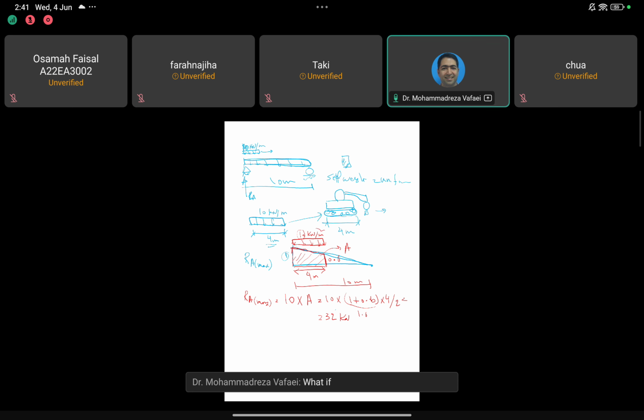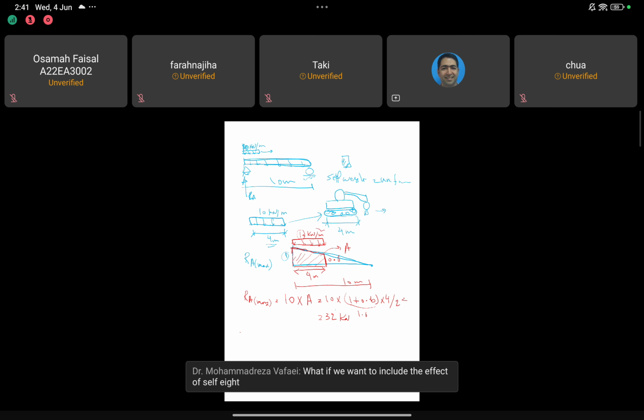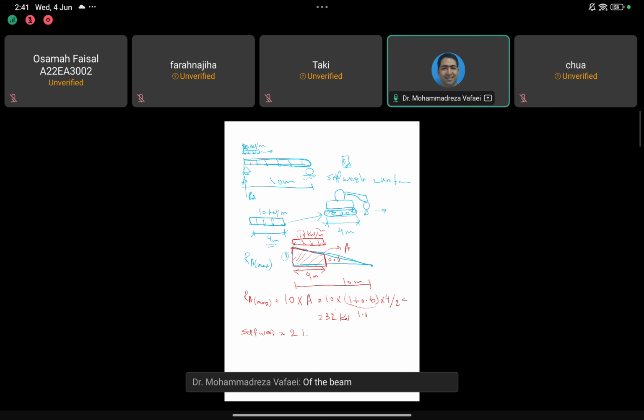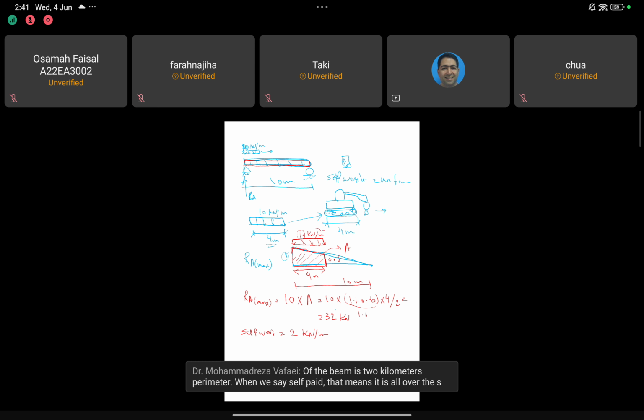What if we want to include the effect of self-weight? So let's say it is given to us that the self-weight of the beam is 2 kilonewton per meter. When we say self-weight, that means it is all over the span. It applies from the beginning until the end of the span.